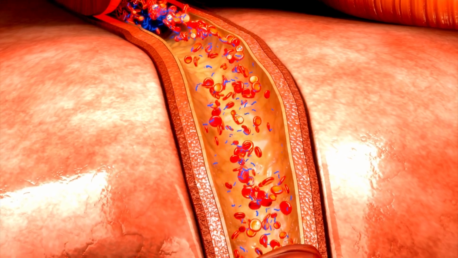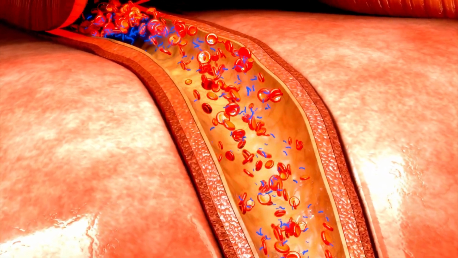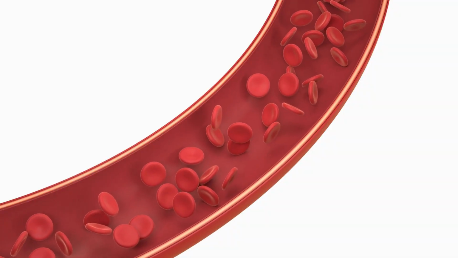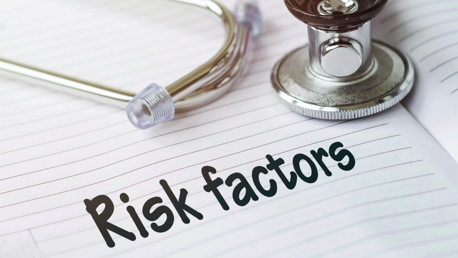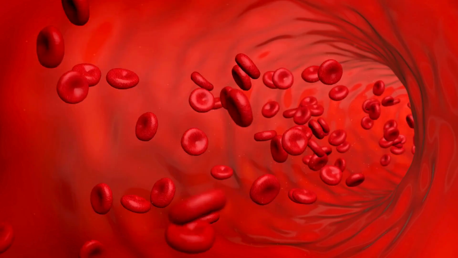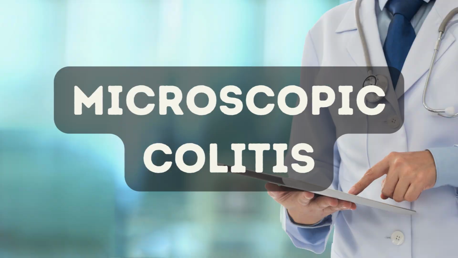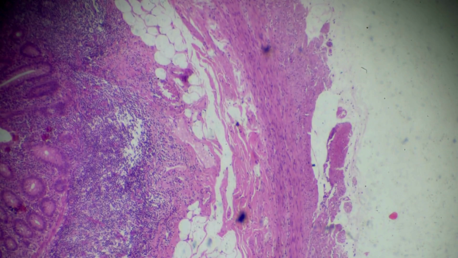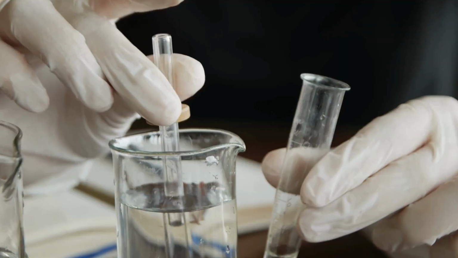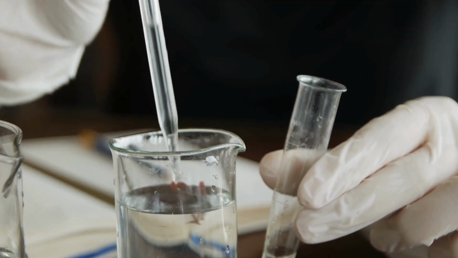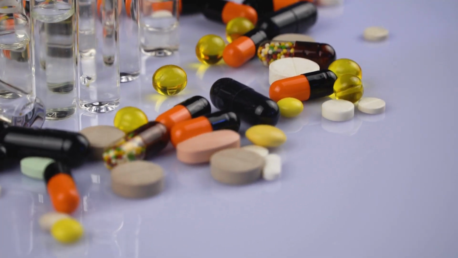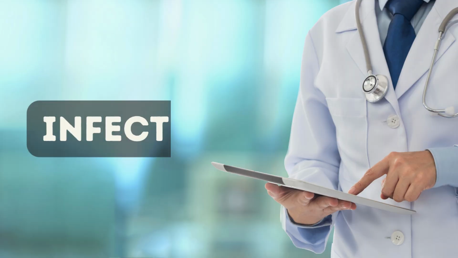Ischemic colitis. Caused by reduced blood flow to the colon, usually due to blood vessel blockages. Risk factors include age, cardiovascular diseases, and conditions affecting blood vessels. Microscopic colitis. Characterized by microscopic inflammation in the colon lining. The cause is unclear, but factors such as autoimmune reactions and medications may play a role.